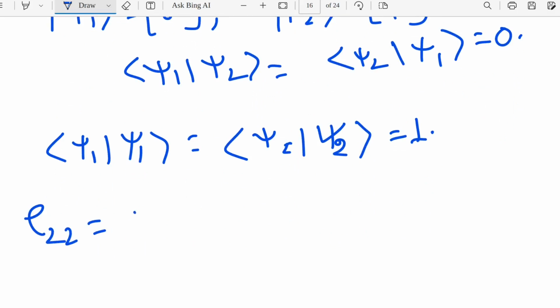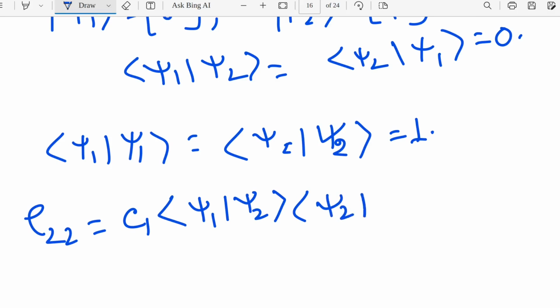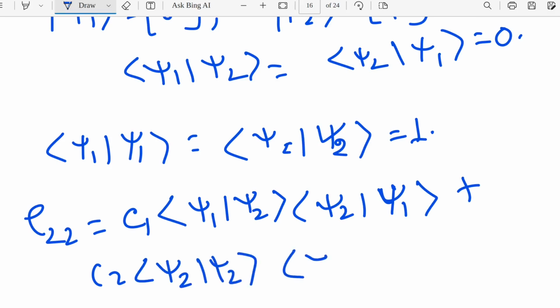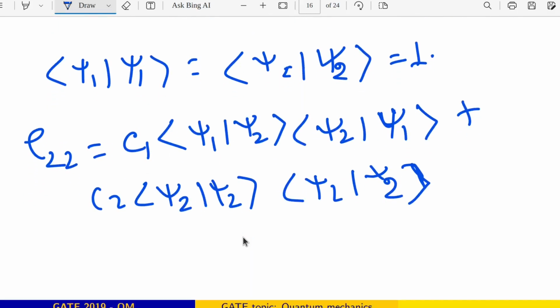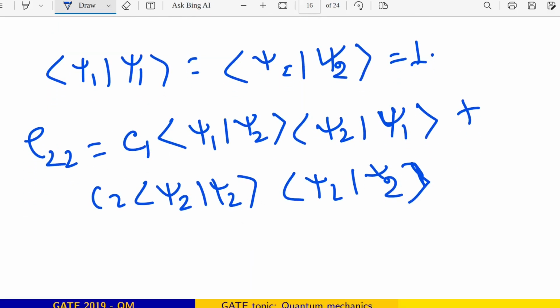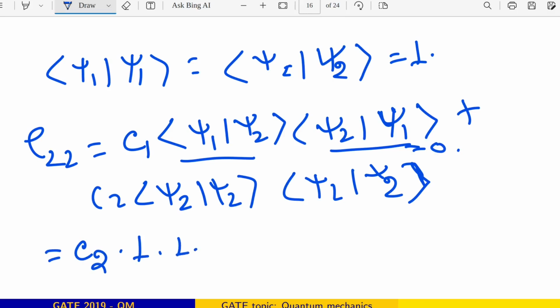From that row 2 2, I have told you that it is psi 2 row psi 2, which is C1 psi 2 psi 1 psi 1 psi 2 plus C2 psi 2 psi 2 psi 2 psi 2. So you can see obviously that psi 2 psi 1 gives 0. So what will be the rest of the value? The rest will be only C2 into 1, because this one as a whole gives 1, and this is also as a whole giving 1. So as a whole the value is C2.